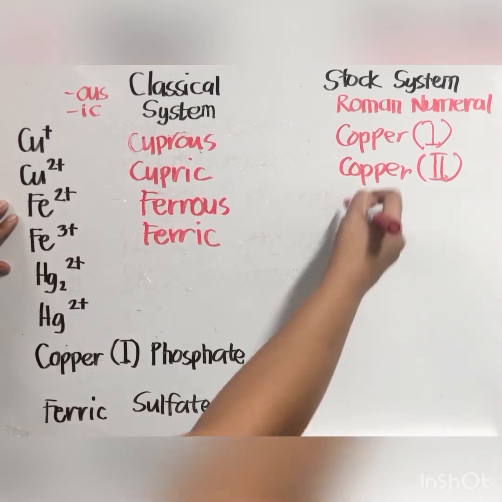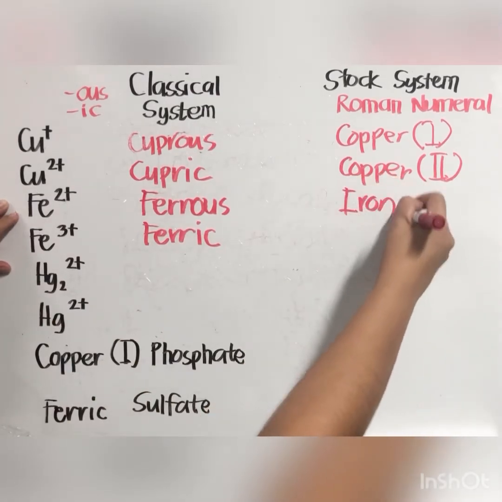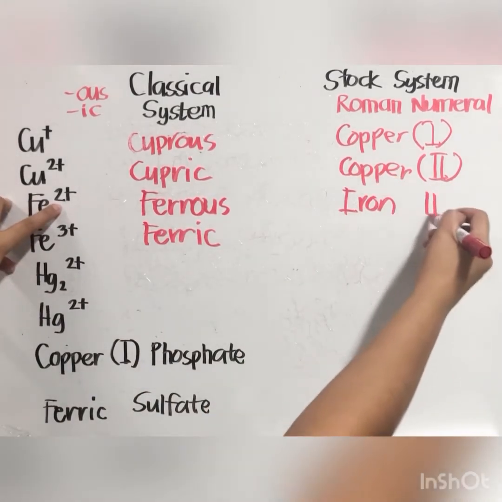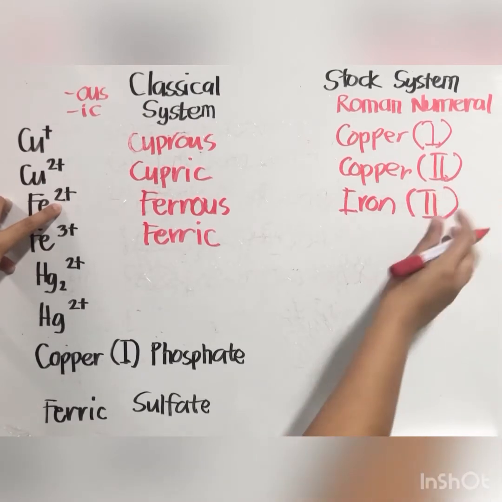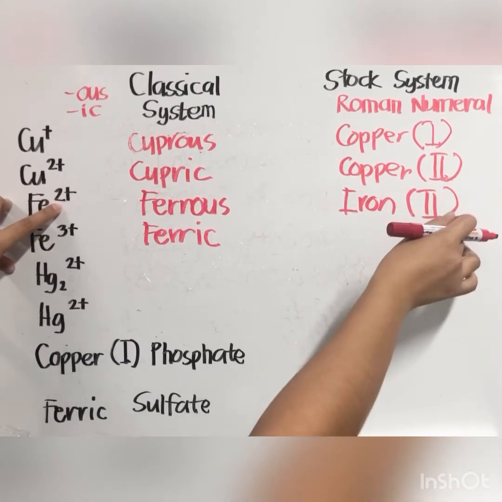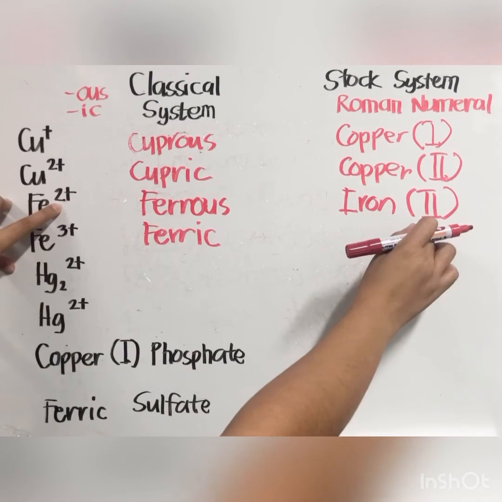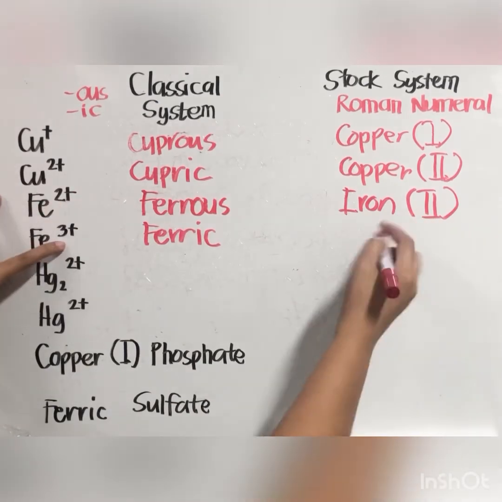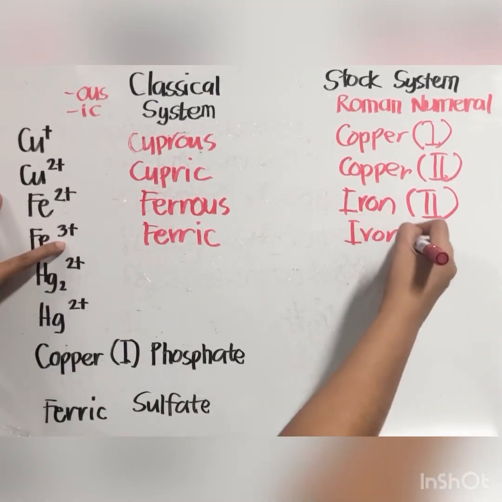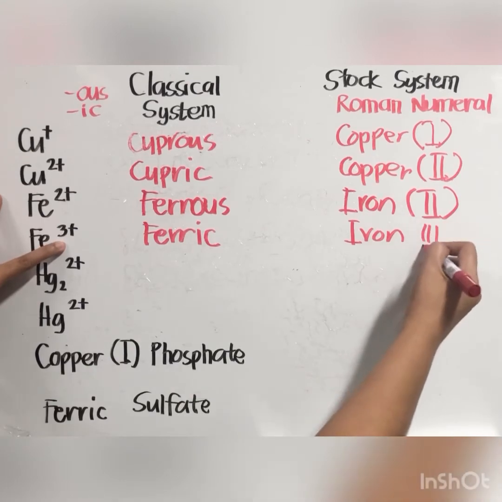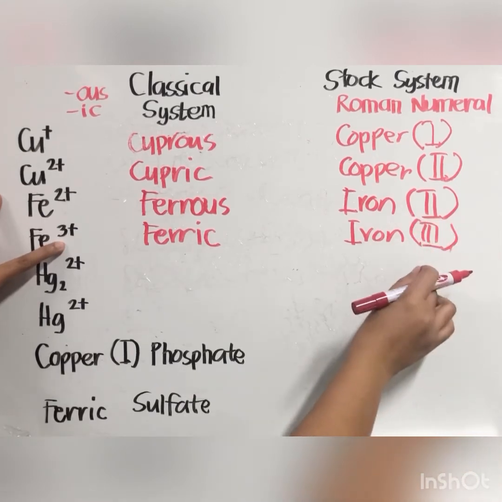Stock system. Common name is iron. What's the charge again? 2 plus. So enclose Roman numeral 2 in parentheses, because this is 2 plus. How about this one? Common name is iron. What's the charge again? 3 plus, represented with Roman numeral 3 enclosed in parentheses.